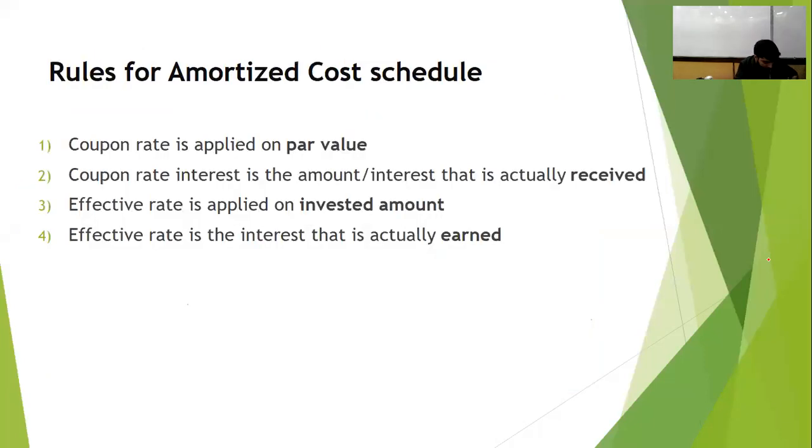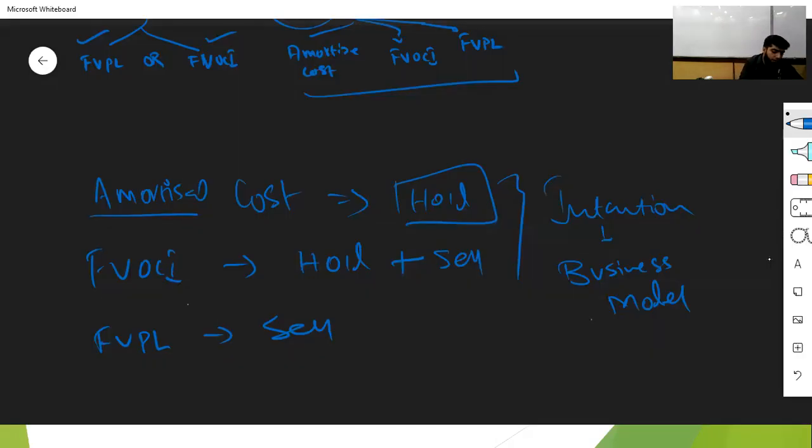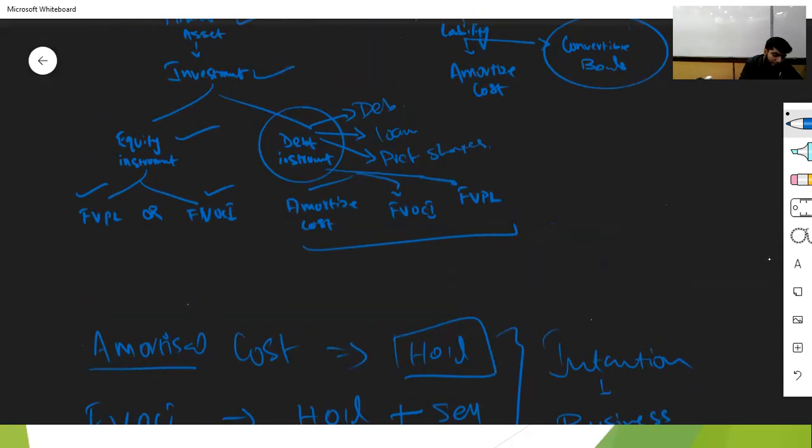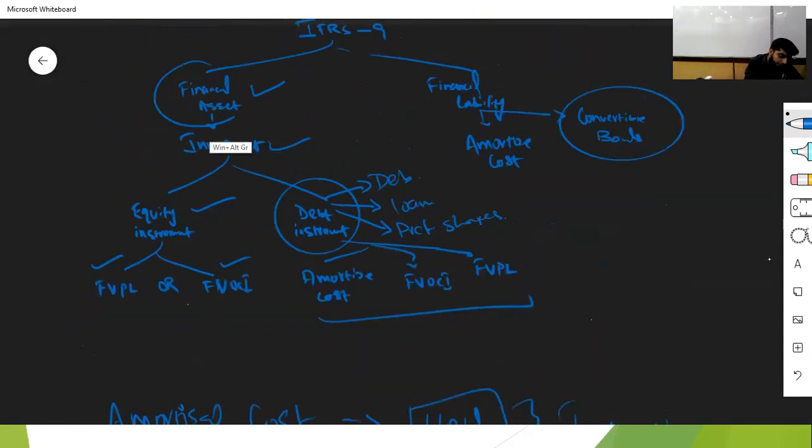So now let's decide the rules, how we are going to record the investment through amortized cost. Please don't forget the agenda, what we are doing right now and where we are. Let's recap. We are now on the financial asset side. We are making an investment in a debt instrument and we are recording the debt instrument by using amortized cost.